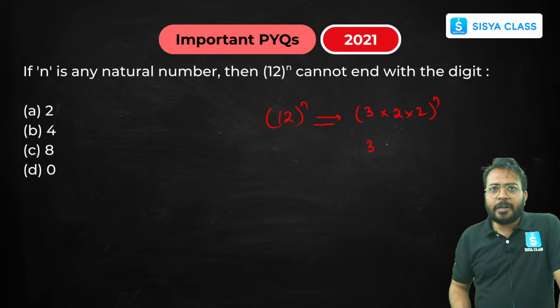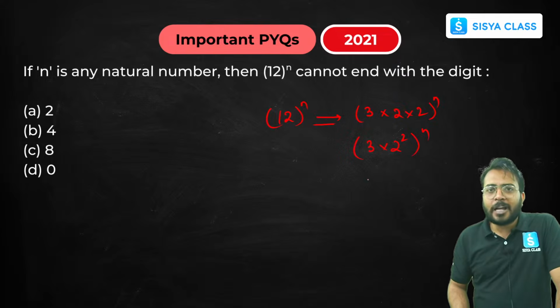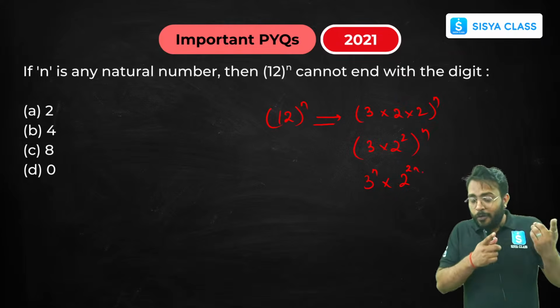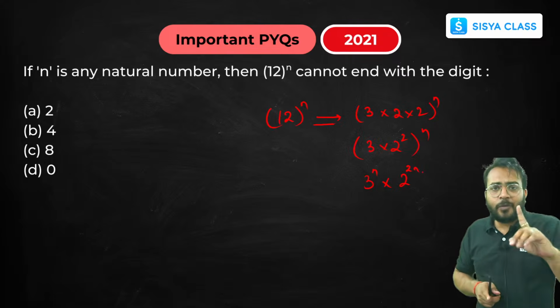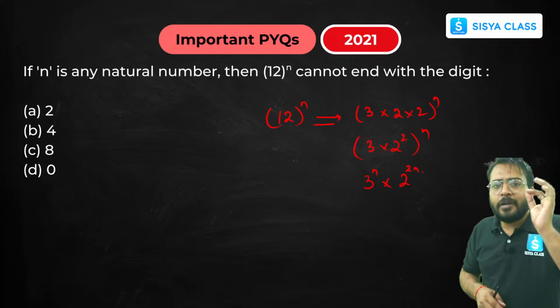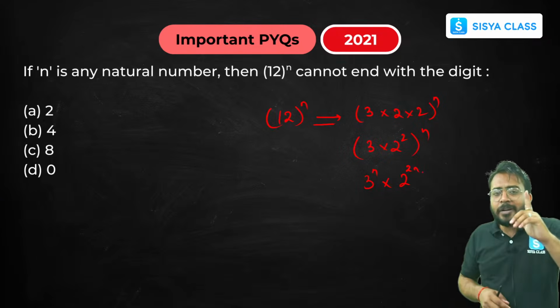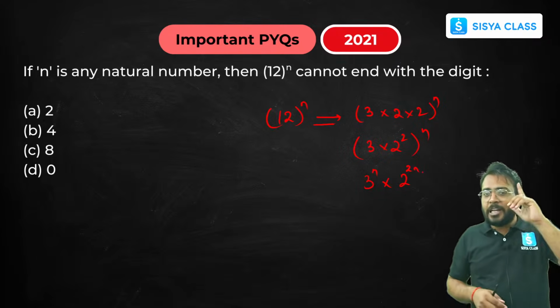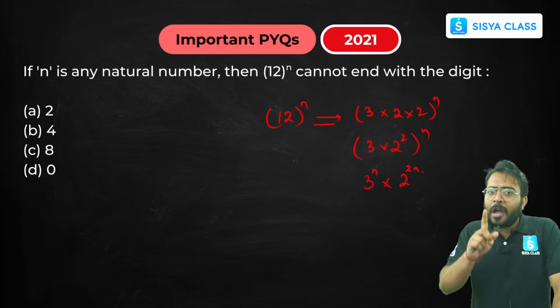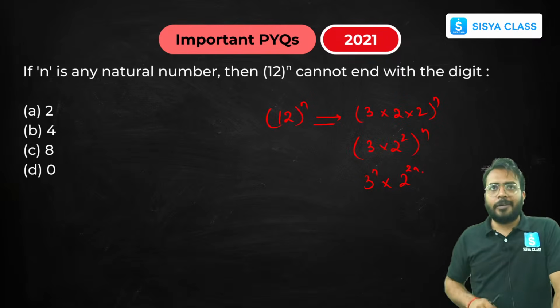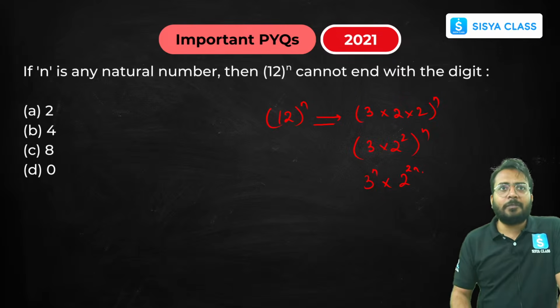That means it can be written as 3 into 2 to the power 2 to the whole power n. That means it can be written as what, beta? 3 to the power n into 2 to the power 2n. Yes or no? What I told, I have taken in the starting itself, one example that if any number is ending with 0, then definitely that number is going to be divisible by 5, and divisible by 5 means it is going to have 5 as a factor, yes or no?